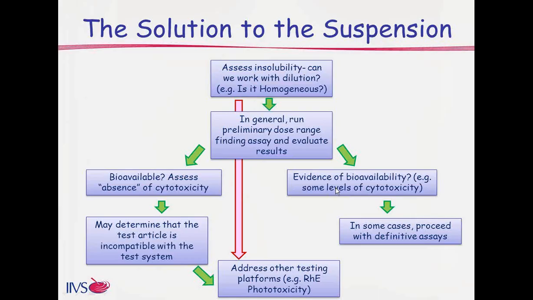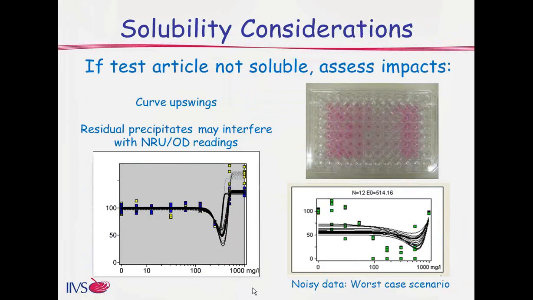If we do see some evidence of bioavailability by perhaps some level of cytotoxicity, we may then proceed with the definitive assays. However, in some cases, we have to start thinking about bioavailability. Is the test material bioavailable? If we see a viability of 100% across the board, is that absence of cytotoxicity truly an absence of cytotoxicity, or is it because the test material hasn't been able to interact with the cells? So we may determine that the test article is incompatible with the test system, and finally move into our reconstructed human epidermis model.